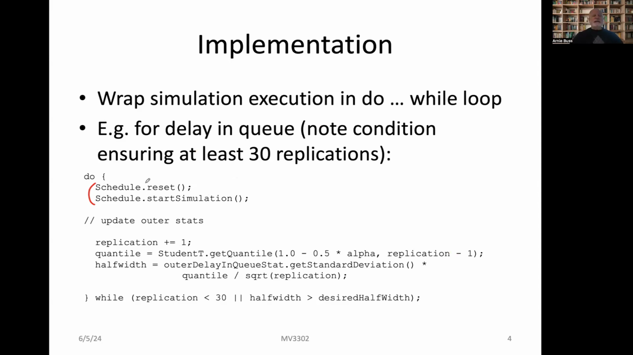So this is the execution of the simulation. And then we update our outer stats. When we were doing that in a for loop, we did it for a fixed number of times. So this is kind of back to the programming thing. If I'm executing a particular task a fixed, known number of times, then a for loop is what you use.